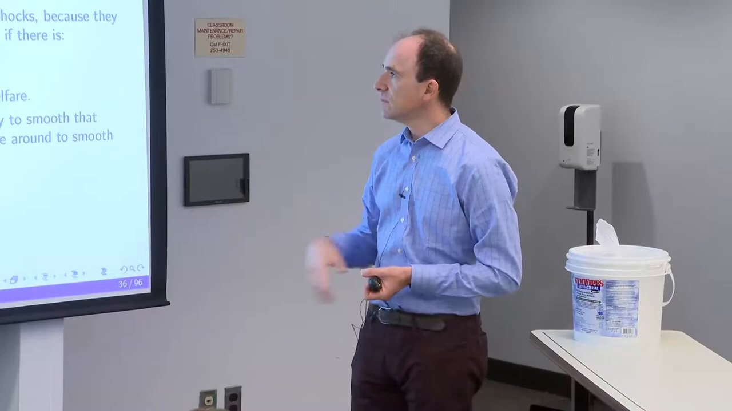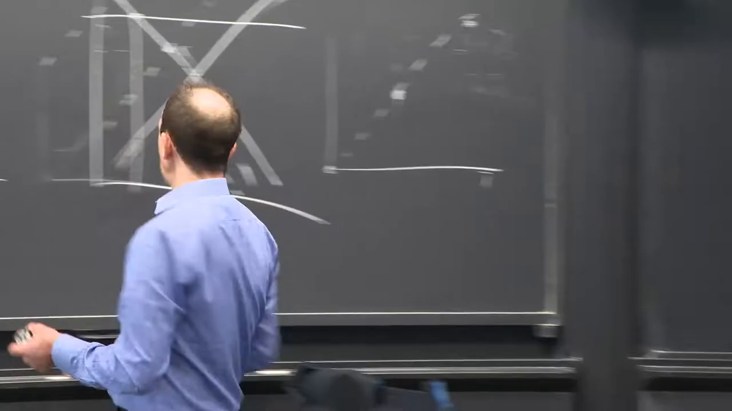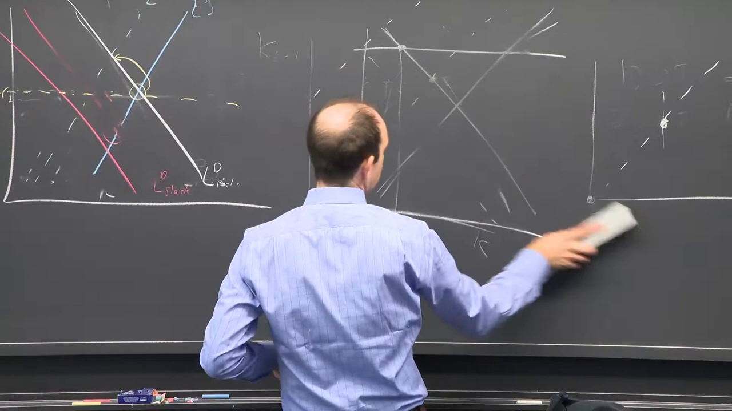So the first paper I want to mention about poverty and labor supply is a paper by Seema Jayachandran. The idea here is very simple. Her idea is that workers have minimum consumption needs, okay? And if you're really poor or unable to smooth shocks across periods, to borrow, or do anything to smooth, that's going to make your labor supply less elastic. It's going to be less elastic if there's less access to credit or less ability to migrate. And less elastic labor supply is going to mean that there's a pecuniary externality from you to other people.